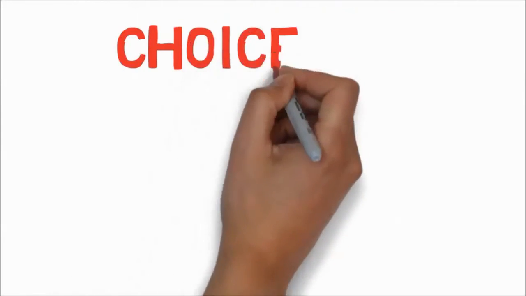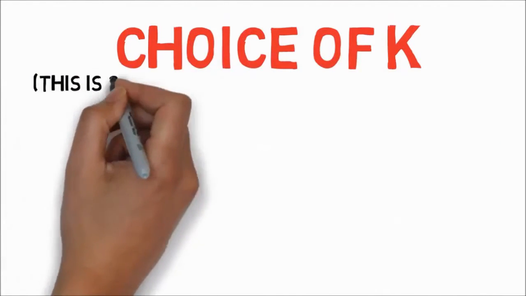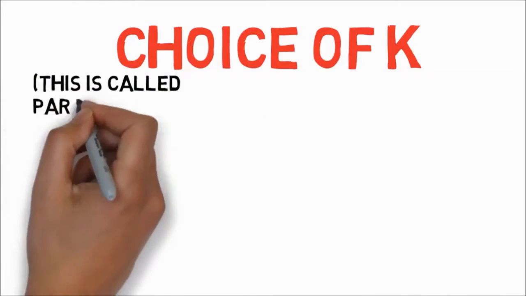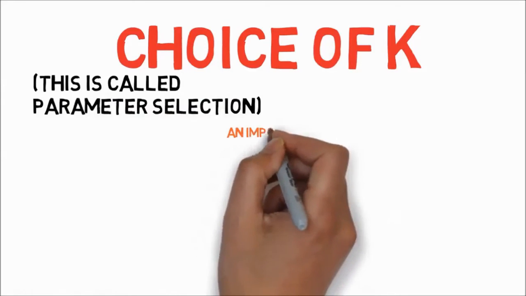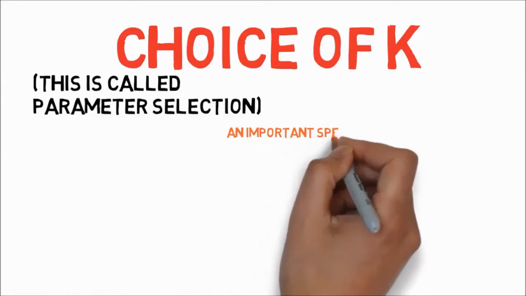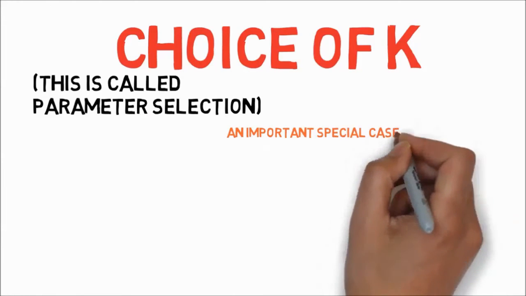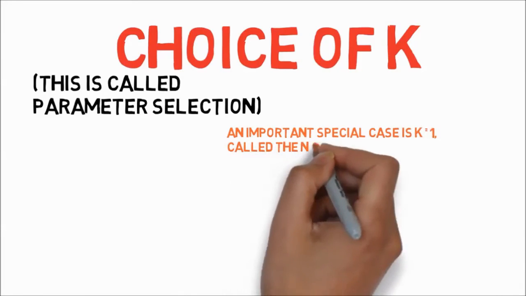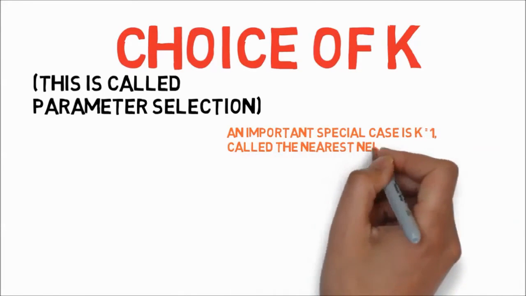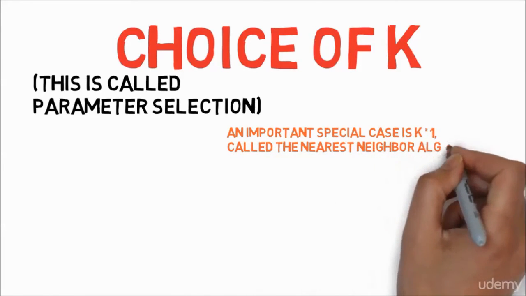We've talked about dimensionality reduction and the definition of distance. Let's talk about the choice of k, which is clearly an important parameter in the k nearest neighbors. The process of choosing the right value of k is called parameter selection. Now, an important special case is k equals 1. This is called the nearest neighbor algorithm.